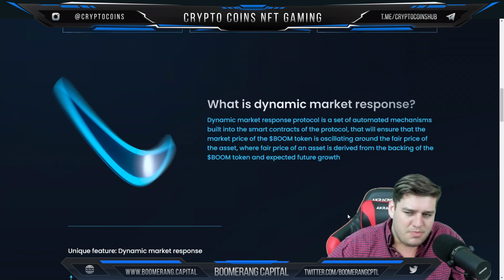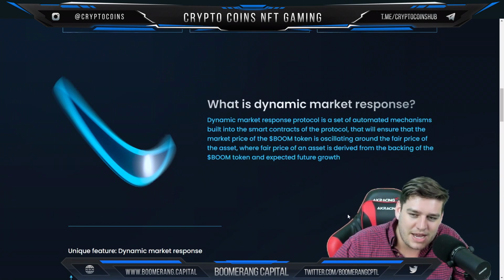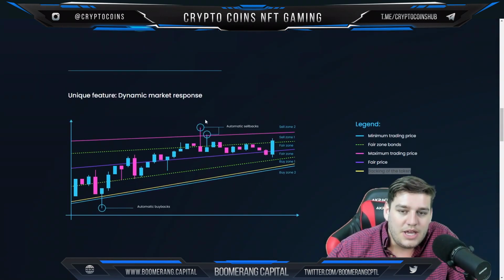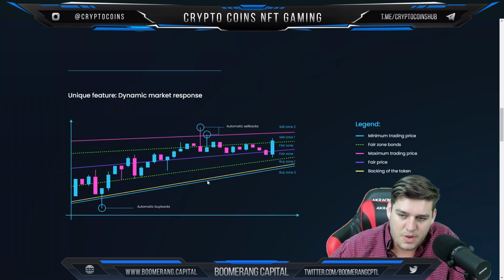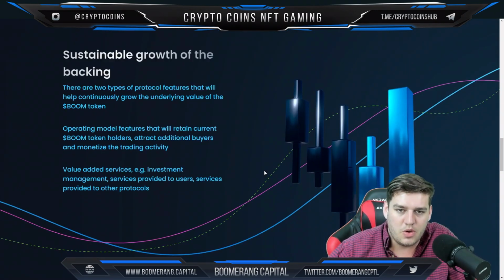What is the dynamic market response, though? Well, the dynamic market response protocol is a set of automated mechanisms built into the smart contracts of the protocol that will ensure the market price of the Boom token is oscillating around the fair price of the asset, where the fair price of an asset is derived from the backing of the Boom token and expected future growth. The unique feature dynamic market response we can sort of see right here: minimum trading price, fair zone bonds, maximum trading price, fair price, and the backing of the token as well. Sort of see how those work their own way up.